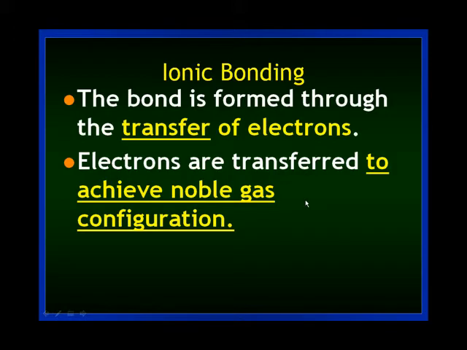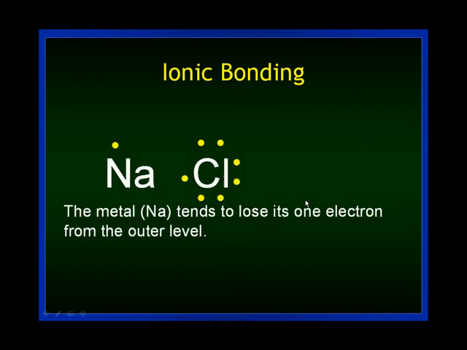So as said before, ionic bonding is formed through the transfer of electrons. And if you recall, the electrons are transferred in order to achieve noble gas configuration, which is highly stable and desirable for atoms and compounds. So let's take a look here at trying to make sodium chloride, our table salt. Metals lose electrons, nonmetals gain electrons. That's what you need to know.